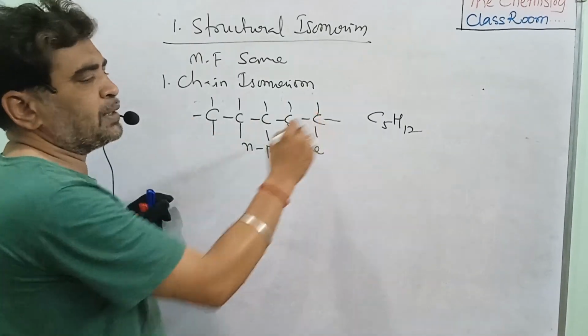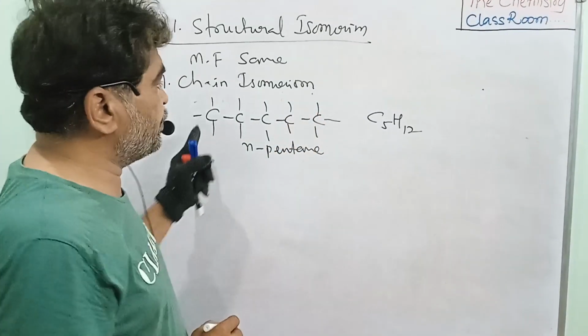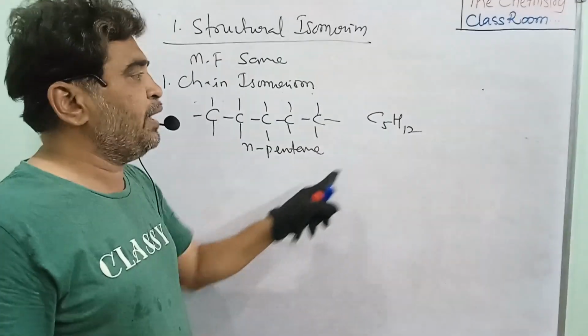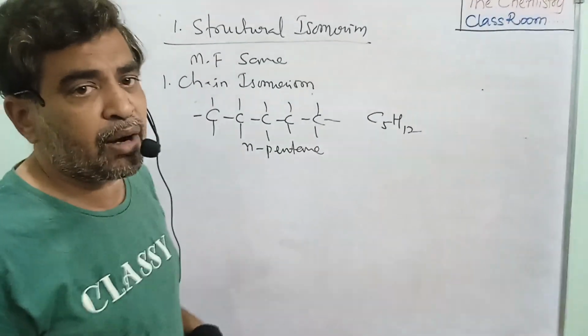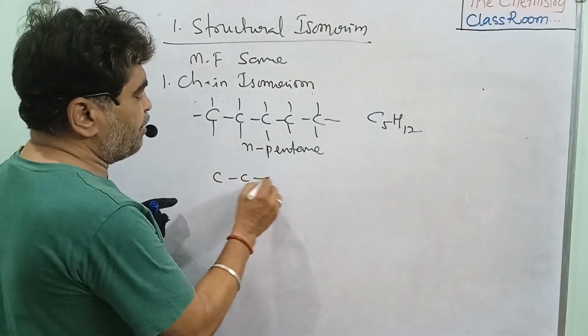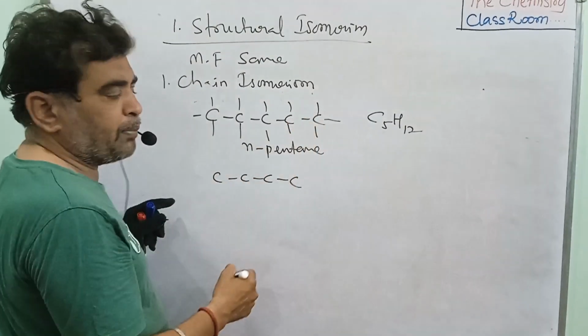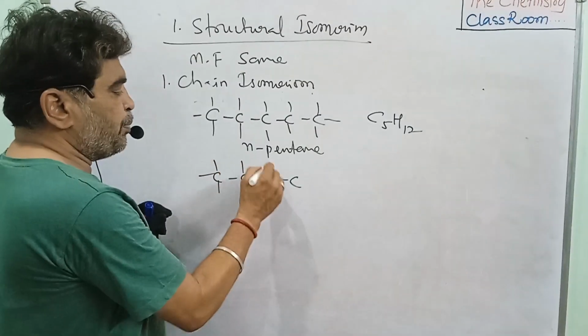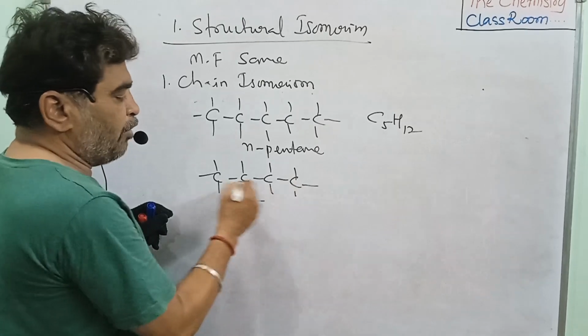Here the 5 carbons are in a straight chain, so we don't have any branches. This compound is called n-pentane. The molecular formula for this compound is C5H12. So what happened here, you see, I made one branch. For example, one carbon I eliminated and made a branch. So when you observe this compound, here we have one branch.